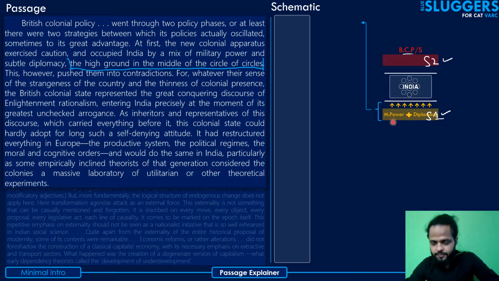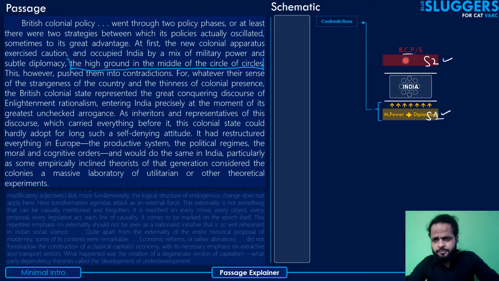This application of the first strategy put them into contradictions. Okay, all right, that's so far so good. Let's move on. And what were the contradictions? It's going to describe what the contradictions were, for whatever their sense of the strangeness of the country and the thinness of colonial presence.